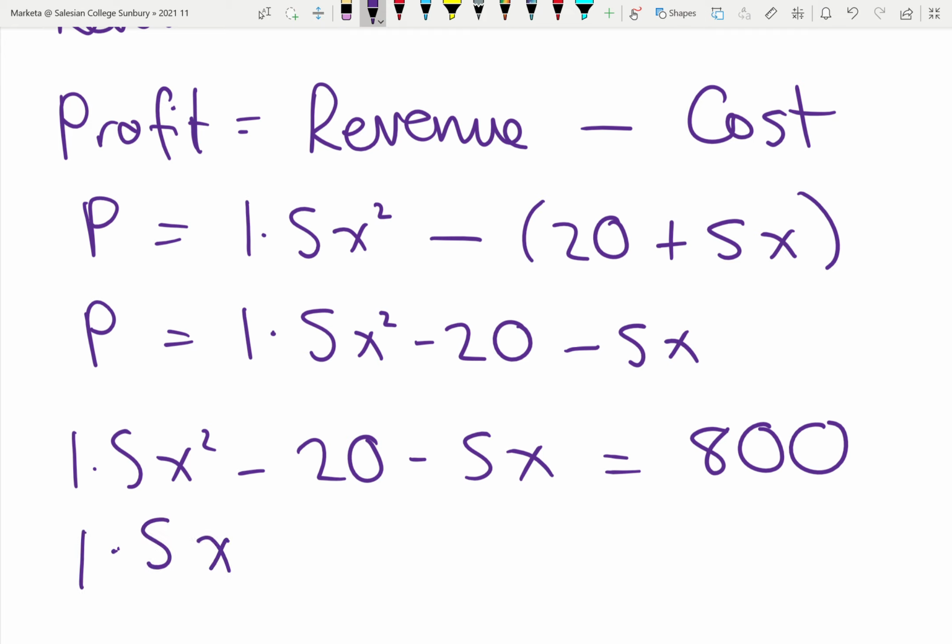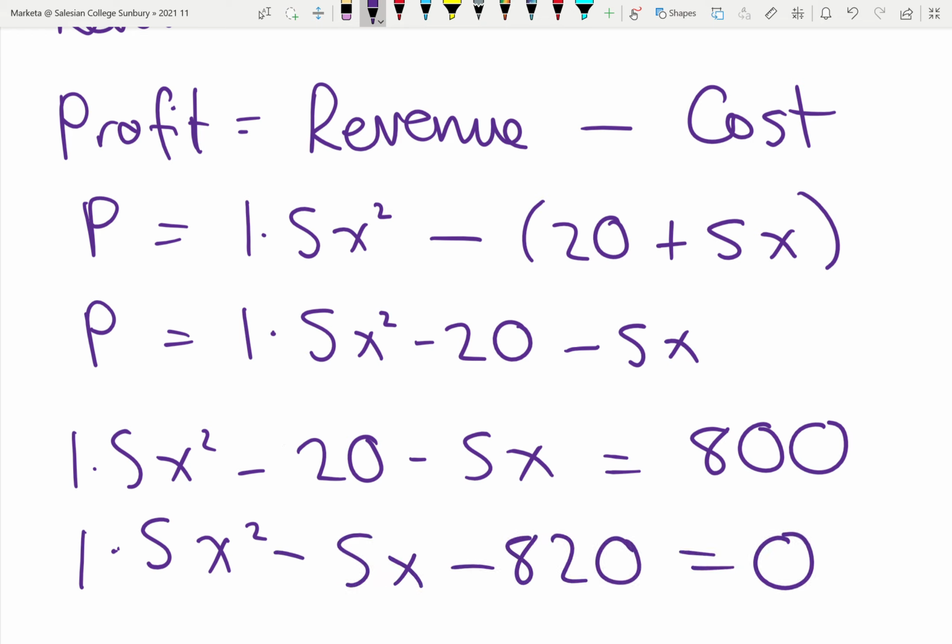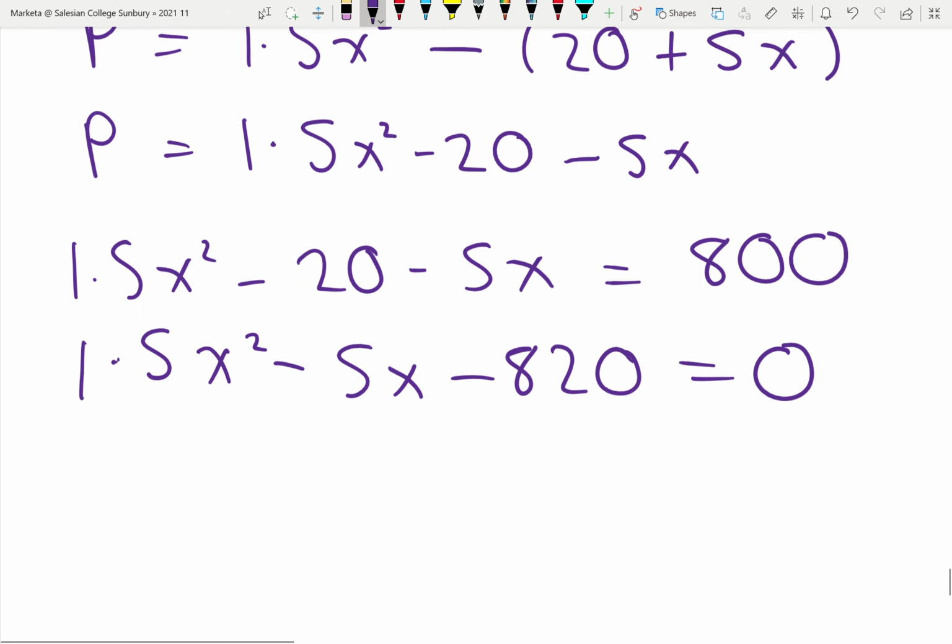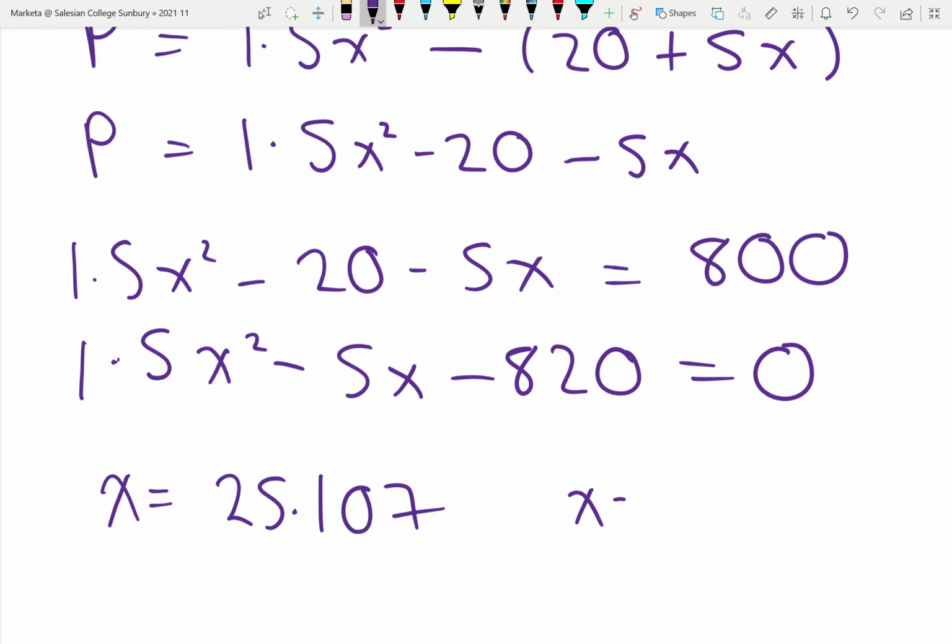So I'm just going to write it out more neatly first. Minus 5x minus 820 equals 0. And if you were solving it by hand, which, look, you probably wouldn't, it's a bit tricky to solve by hand, but if you were, you would put it so that everything is over on the left-hand side and it equals 0 because, you know, null factor law. So when we solve that on CAS, we're getting x equals 25.107 and x equals negative 21.773.